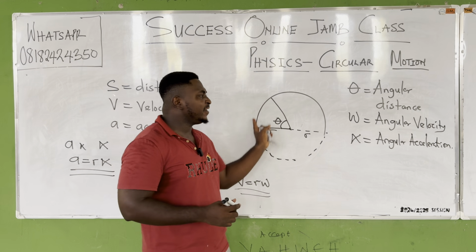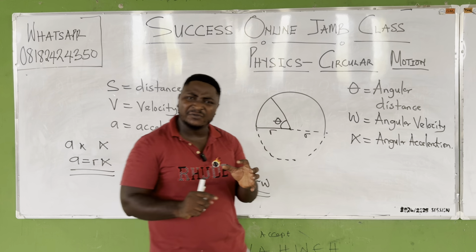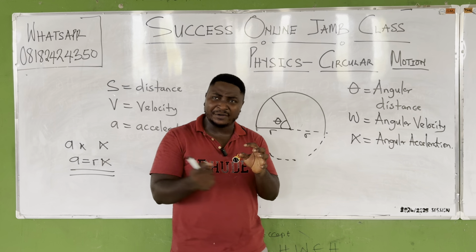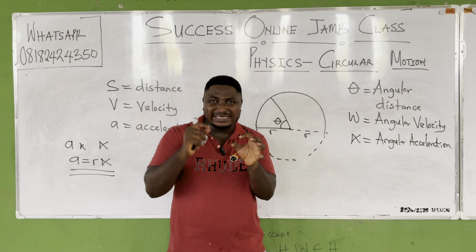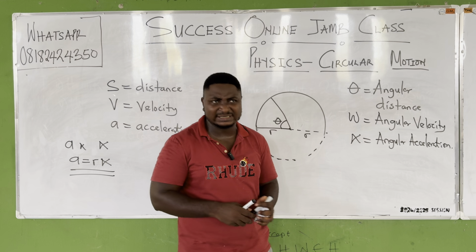Now, for a body to be moving around a circular path, there's an acceleration that keeps the body moving around that path. There's a particular acceleration that allows the body to keep going around, because it's not easy for a body to just keep going around by itself. There must be an acceleration that keeps the body moving around. That acceleration is called the radial or centripetal acceleration.